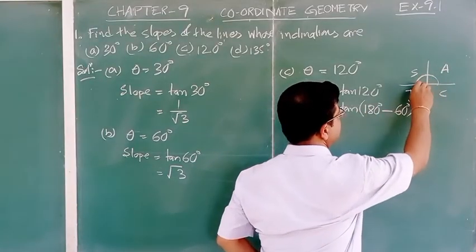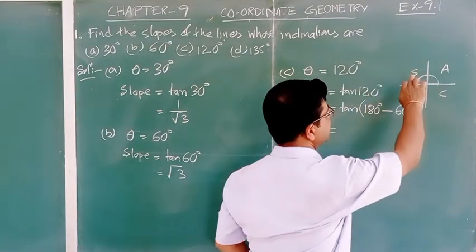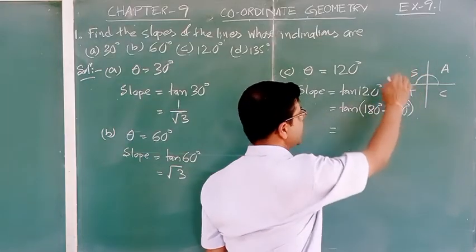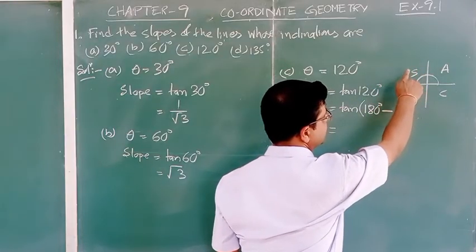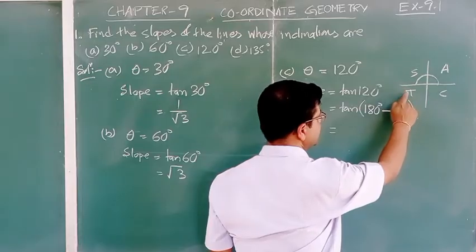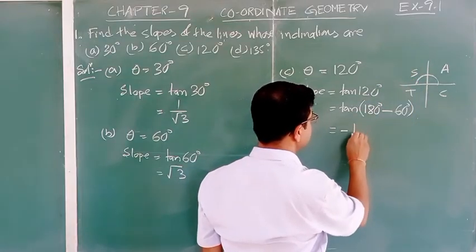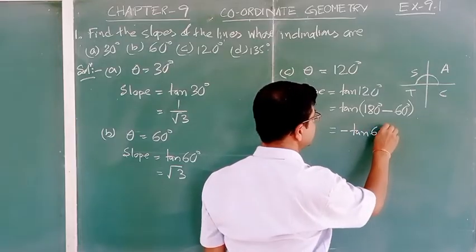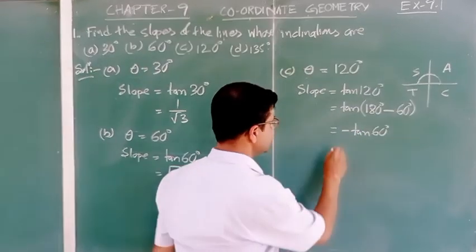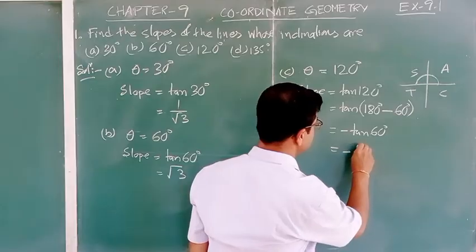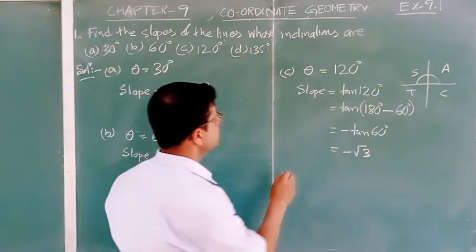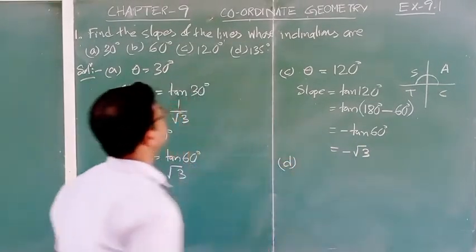This angle is 180 minus 60, in the second quadrant. In the second quadrant tan is negative, because we know the sign is positive in the first quadrant and tan is negative here. So that is minus tan of 60 degrees. In the trigonometry chapter all of you found this. So this is minus root 3. Got it? Okay. Now one is left, number D.